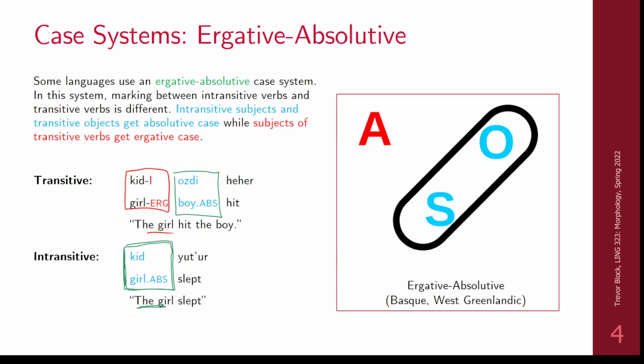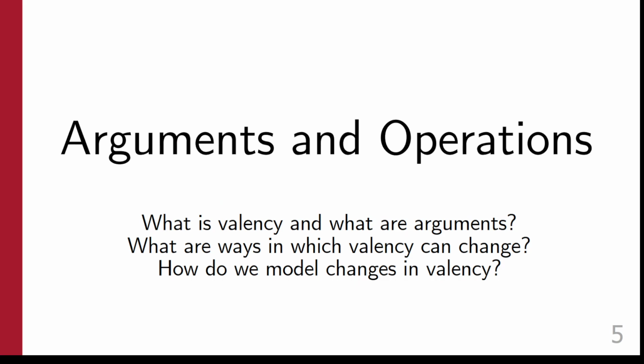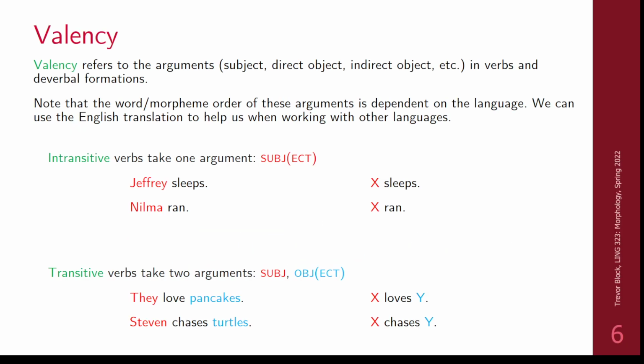When we analyze problems and we look at morphemes, we need to be aware of what case system we're in, because otherwise we may be looking for patterns that are not in that language. So let's talk about valency, what it is, what arguments are, how valency can change, and how we can model it. Valency is all about the arguments that verbs and deverbals take.